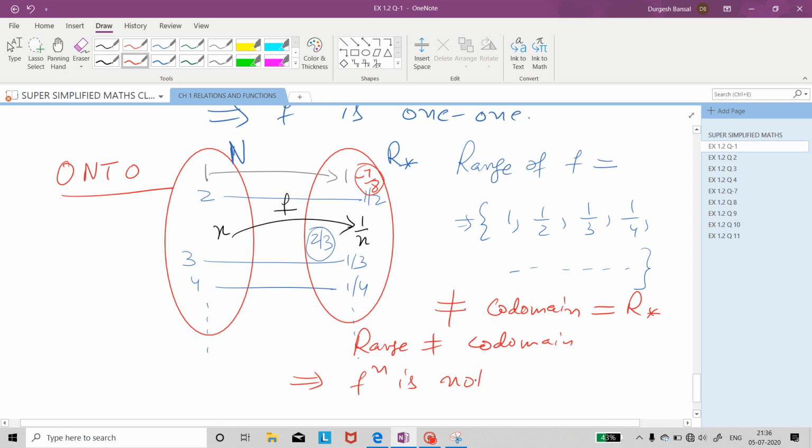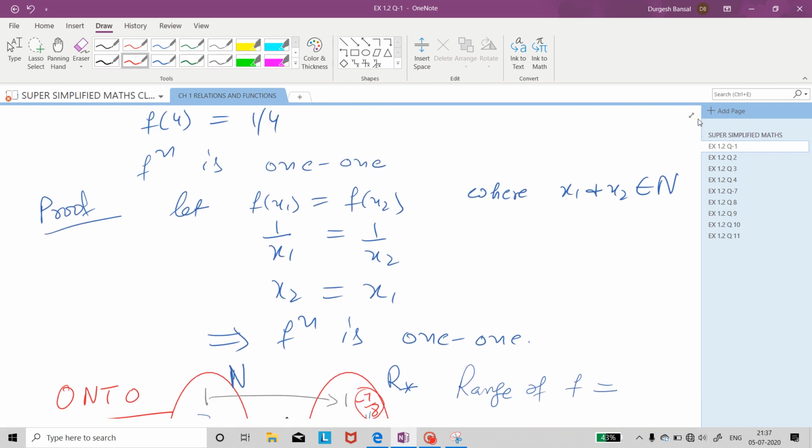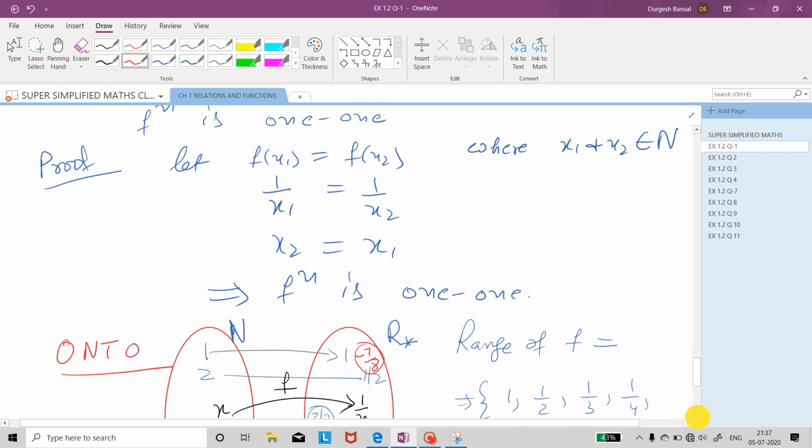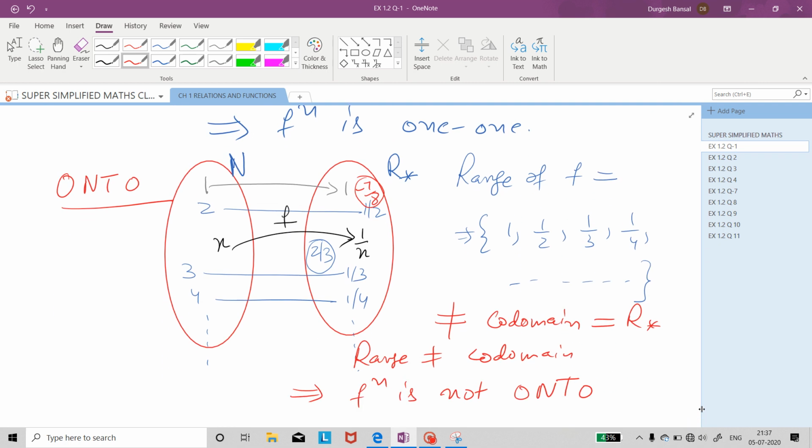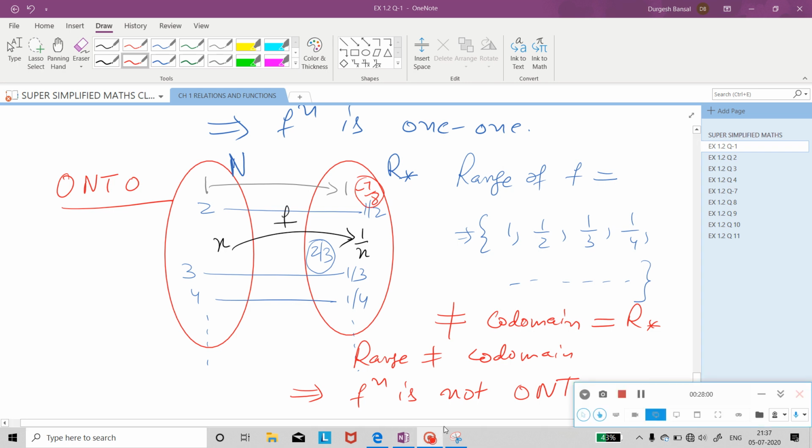So what happened is that when I changed the domain of the function, you note it down: when I change the domain from R star to the set of natural numbers, the function did not remain onto, but it was still 1-1. So I hope you are able to understand this concept of 1-1 and onto functions. Now let us move to the next question.